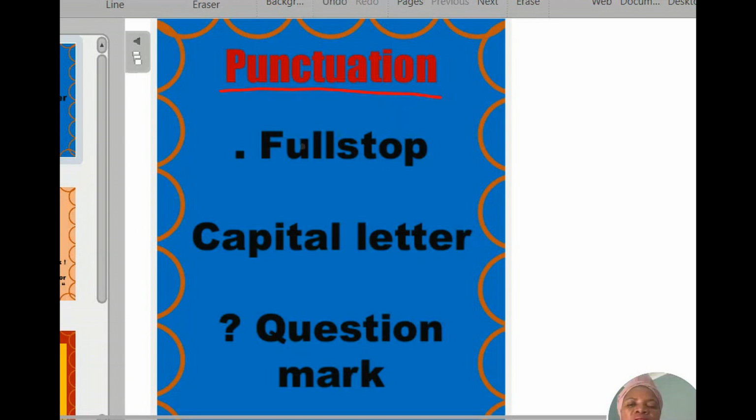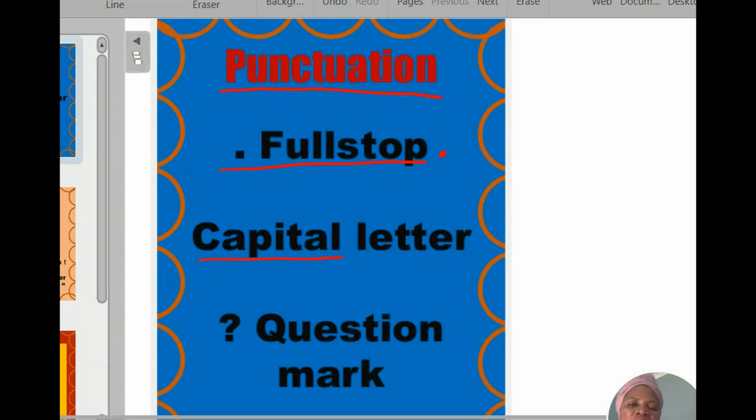So the first one is a full stop. A full stop is just a dot that we put at the end of a complete sentence, a complete thought, a complete idea. After saying a full statement, we put a full stop at the end.